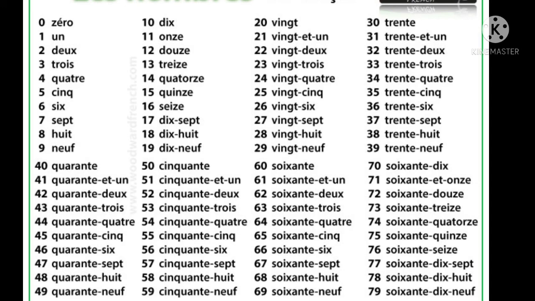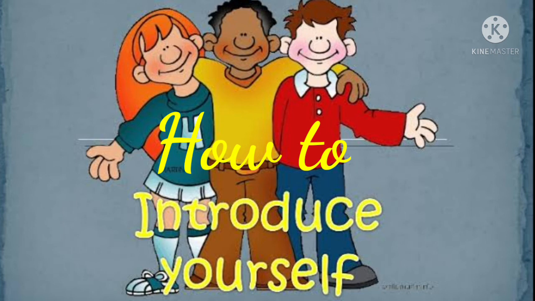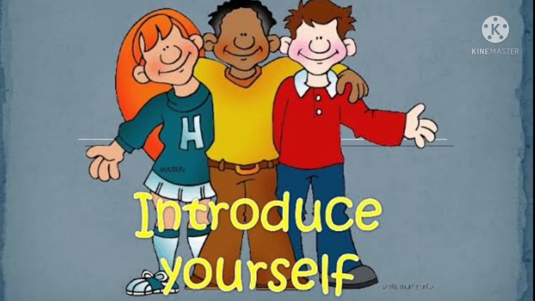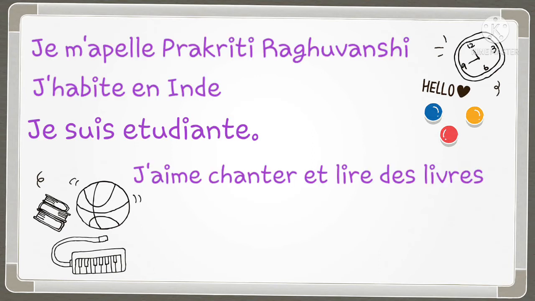So let's move on. One of the most basic yet most important things, how to introduce yourself. Je m'appelle Prakriti Raghuvanshi. My name is Prakriti Raghuvanshi. J'habite en Inde. I live in India. Je suis étudiante. I am a student. J'aime chanter et lire des livres. I like singing and reading books.